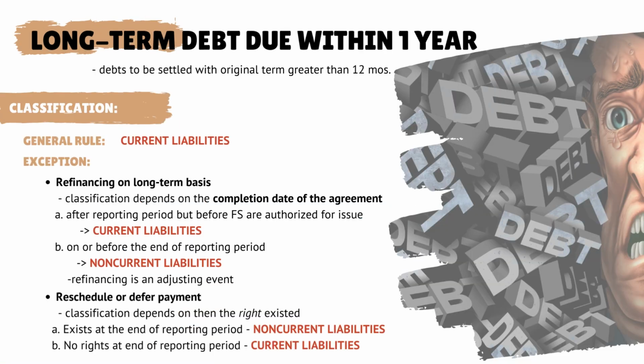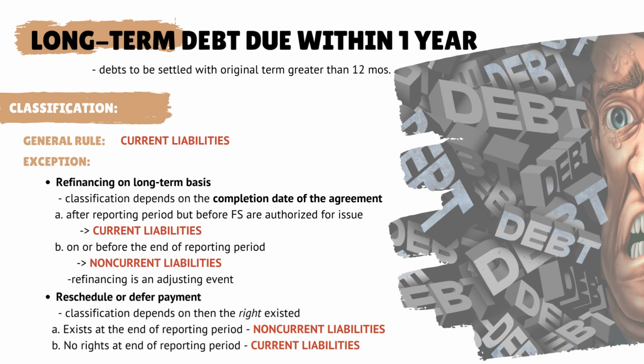Okay. So, next, long-term debt due within 1 year. These are debts, or utang, to be settled with an original term greater than 12 months. So, when you incur a debt, the period or the maturity date was originally more than 12 months. But time has passed, so the maturity date is now less than 12 months. So, it is due and needs to be paid within 1 year.